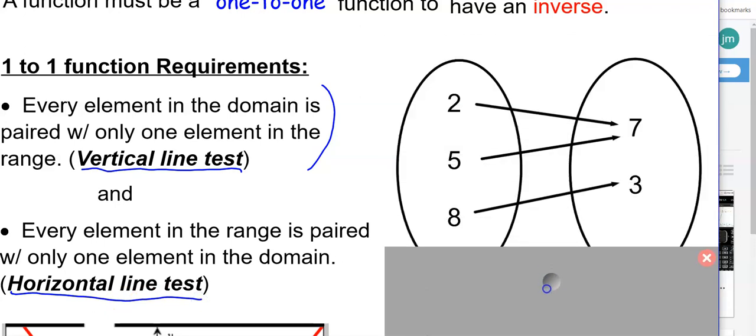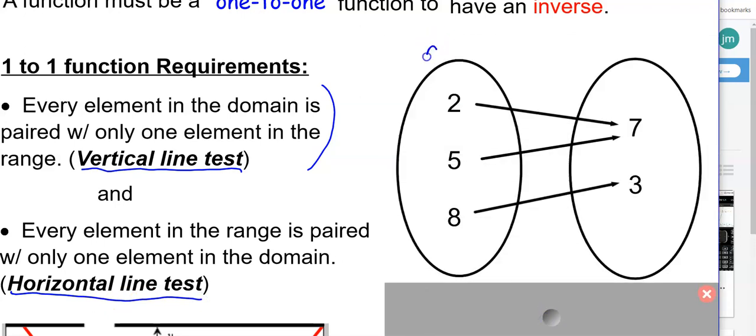So let's look at this first function. This is not a graph, of course. These are domain values here, paired with range values here. First, does it pass the vertical line test? Is it a function? And then we'll see if it's a one-to-one function. Each element of the domain is paired with only one element of the range. So 2 is paired with 7, 5 is paired with 7, 8 is paired with 3. Each element of the domain is unique. It has a partner. So it does pass this test. This is definitely a function.